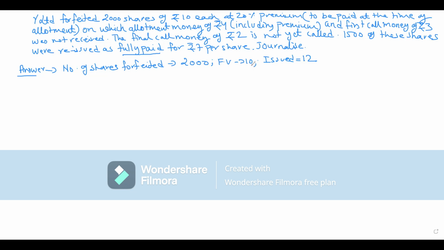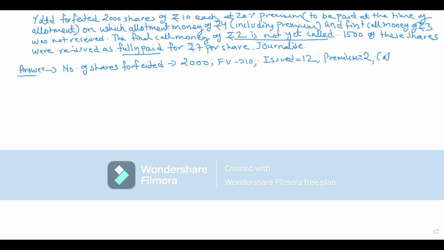Fine. So face value is 10, issued is at 12. Now understand. They said this premium of 2 rupees, here is a premium of 2 rupees. This premium of 2 rupees will be paid at the time of allotment. Am I clear with it, students? Yes, sir. So we have to understand over here that the premium will have to be paid with the allotment money. Fine. Now they said first call money of 3 and allotment of 4 has not been received. Final call of rupees 2 is not yet called.